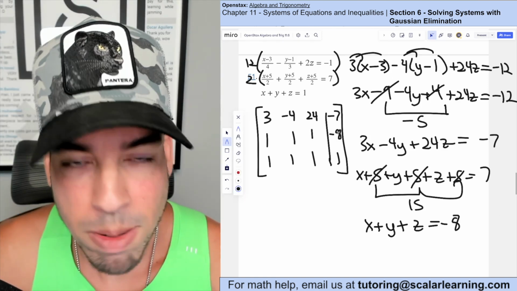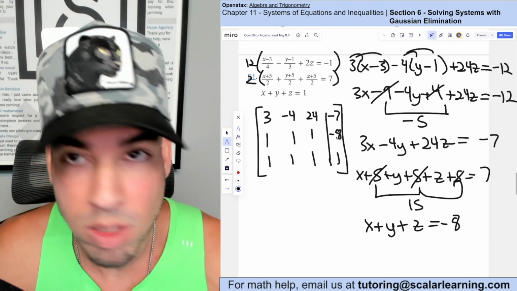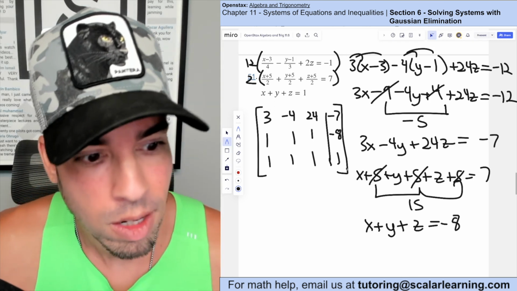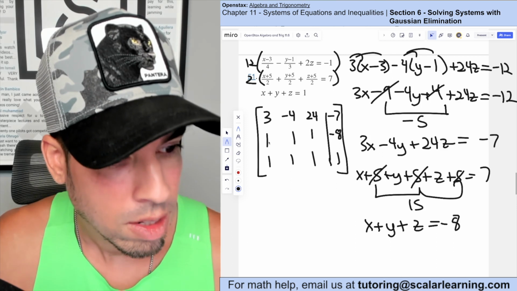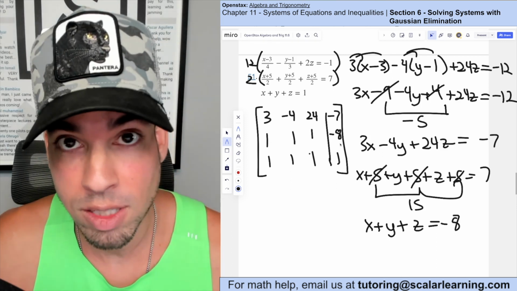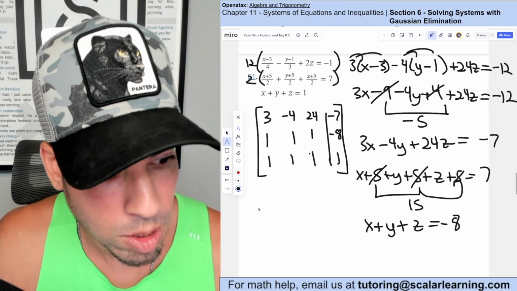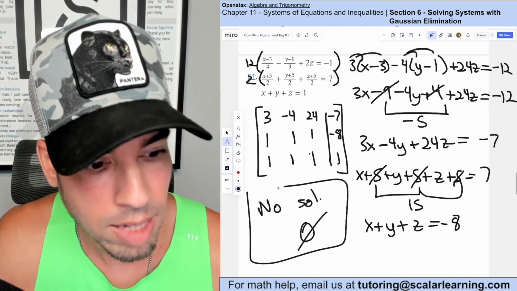Now, when we look back at this, what do we have? I have 1x plus 1y plus 1z equals negative 8. But then I have 1x plus 1y plus 1z, the exact same arrangement, equaling 1. That's not possible. I can't have these, which are the exact same, equaling two different numbers, which means that this must be a no solutions situation. So that's how you do it.